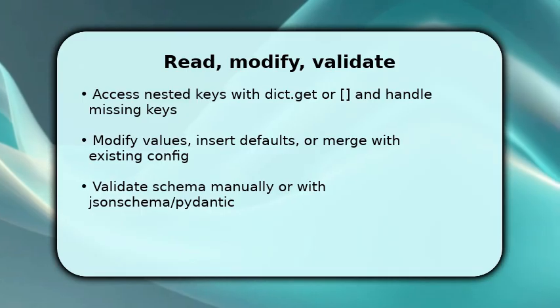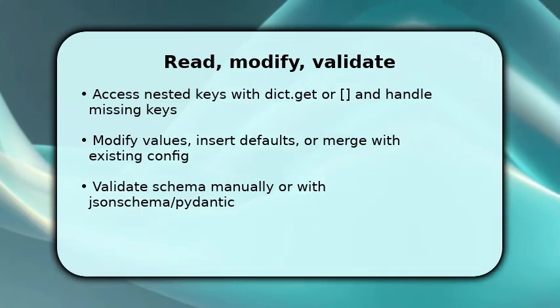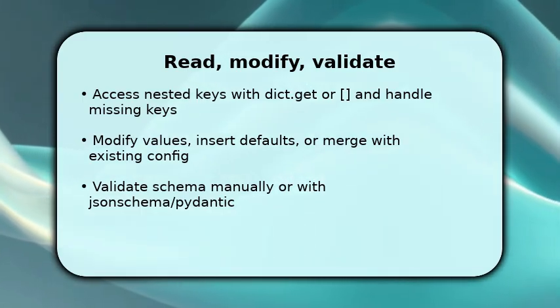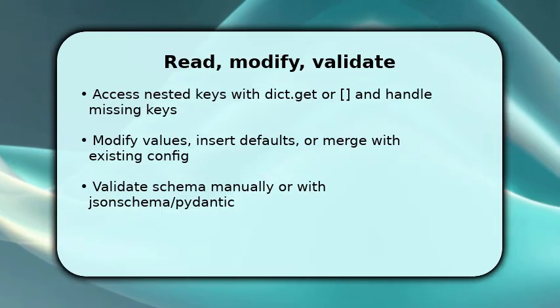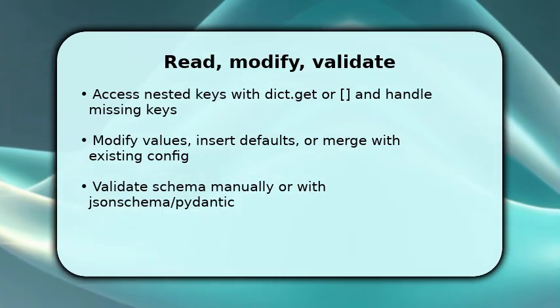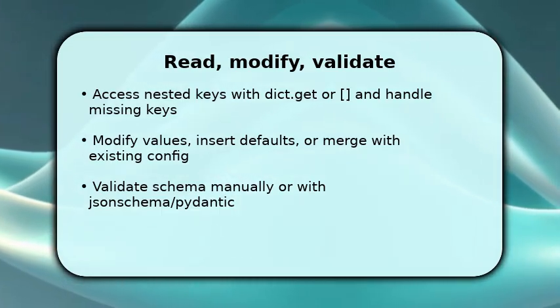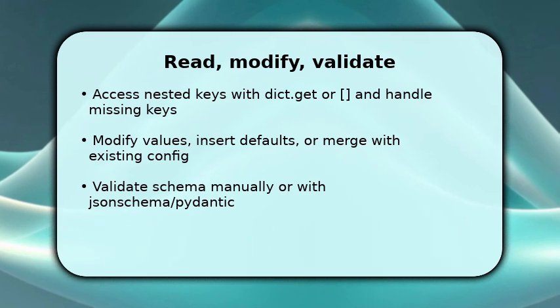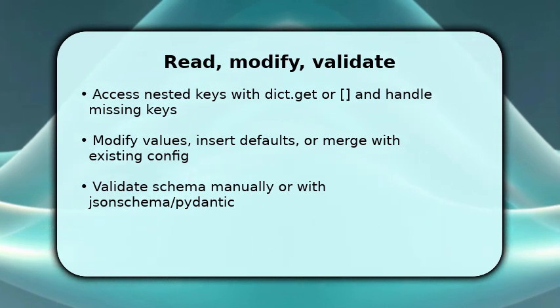Validate the result structure either manually or with a schema tool like JSON Schema or Pydantic to catch type errors early. Make sure to test edge cases like empty lists and nulls so your code handles real-world YAML variations robustly.